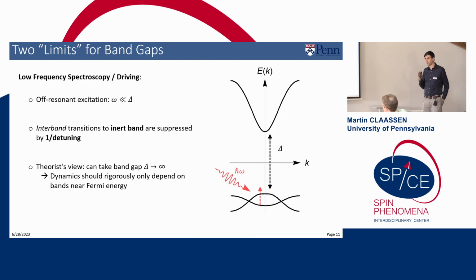So let me outline where we think the problem lies. Let me take a very theorist picture of, say, two bands near the Fermi energy and one high energy band split by a band gap. And now let me try and come in with very low frequency light. So this is going to be tremendously off resonant from this high energy band. So I should expect any contribution to an optical response from this band should be suppressed by 1 over the detuning. And so particularly as a theorist, I can take the very naive view and let me take just that band gap to infinity, in which the low frequency response should be rigorously only governed by these bands here.